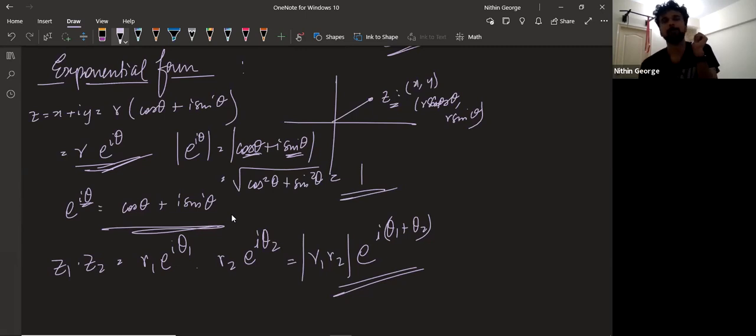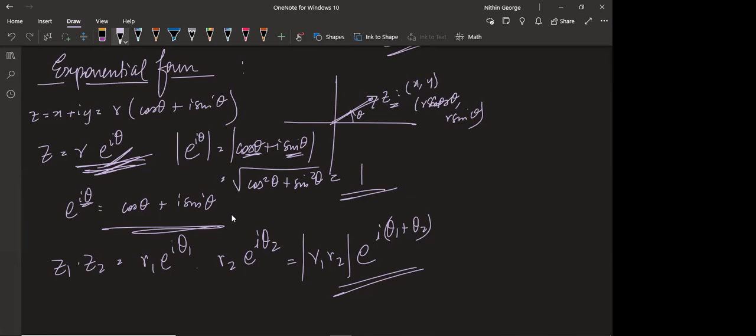Okay, so look at r. If I say z equal to r into e power i theta, what I want you to do is look at r as the length of the vector and e power i theta giving the inclination of the vector. Are you following? That is why this is very important and useful.